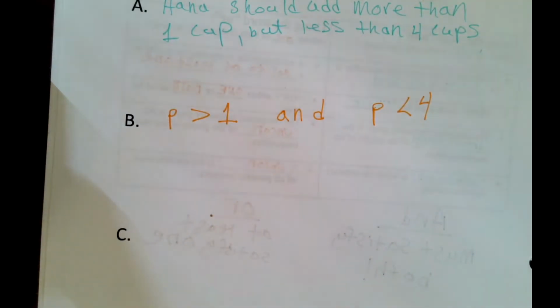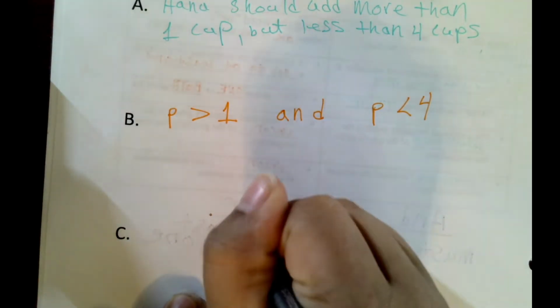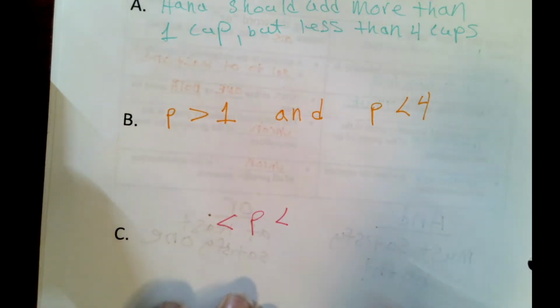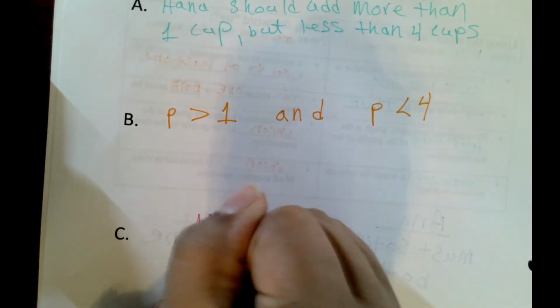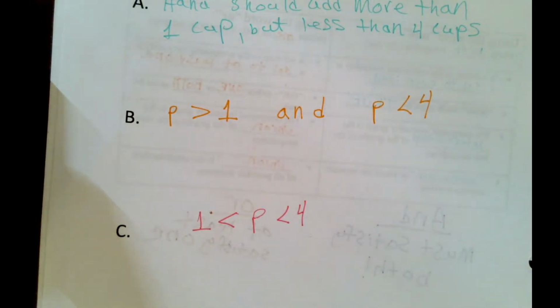Then our boundary is, what does it need to be less than? What does it need to be more than? Well, it needs to be more than 1, but less than 4. So this is a way that we can express that inequality. Not too bad for our intro to compound inequalities.